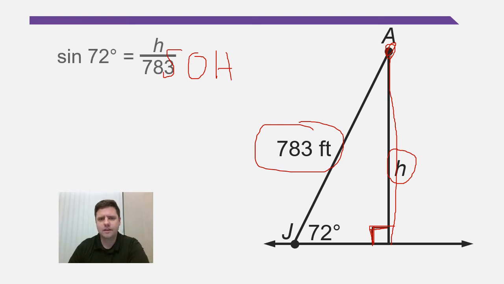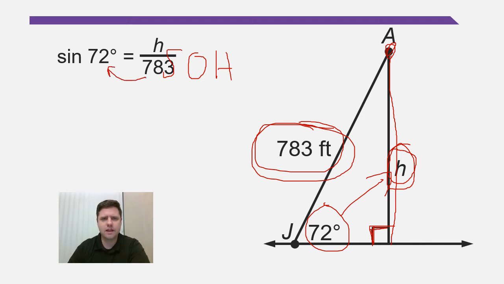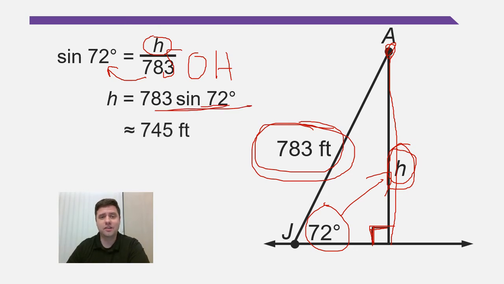So in this case, it's going to be the h, which is the opposite of this angle, right? Opposite over hypotenuse, which is the long leg, so 783. And again, we can just multiply the 783 this way to get h by itself, which is what we want to do. So h is then going to be 783 times the sine of 72. And when you put that in the calculator, you get 745 feet, which is the answer to the problem.